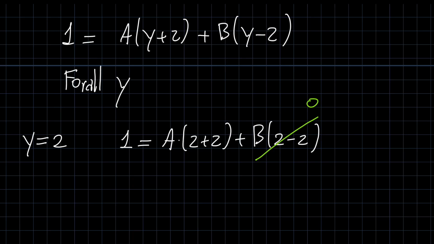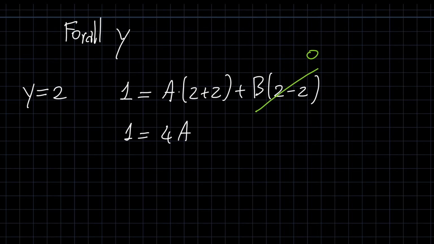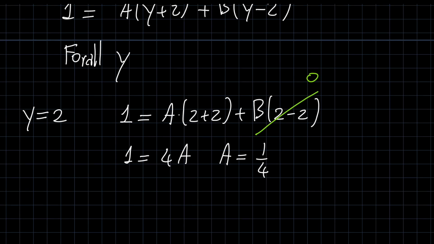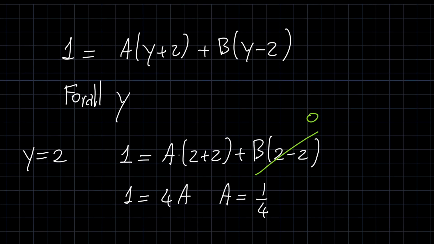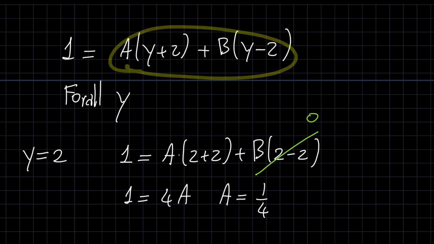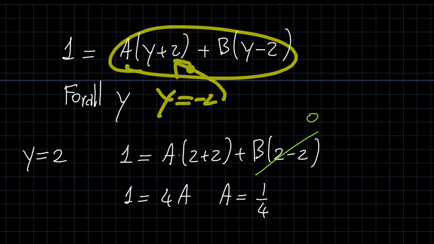Which means that 1 has to be equal to 4a. Which means that a has to be equal to 1 over 4. Perfect. Now, another easy point for which is really easy to evaluate the expression is when y is equal to minus 2, because now the leftmost coefficient will be 0, and a will disappear from the equation, getting just an expression for b.